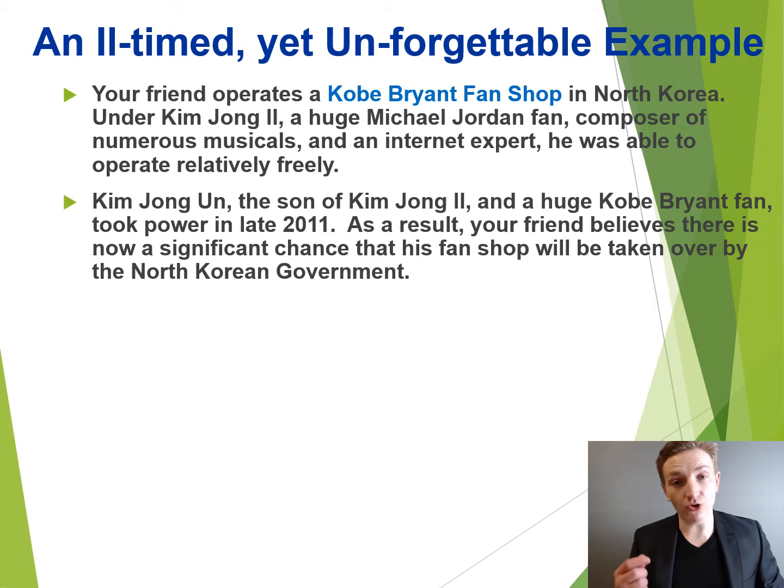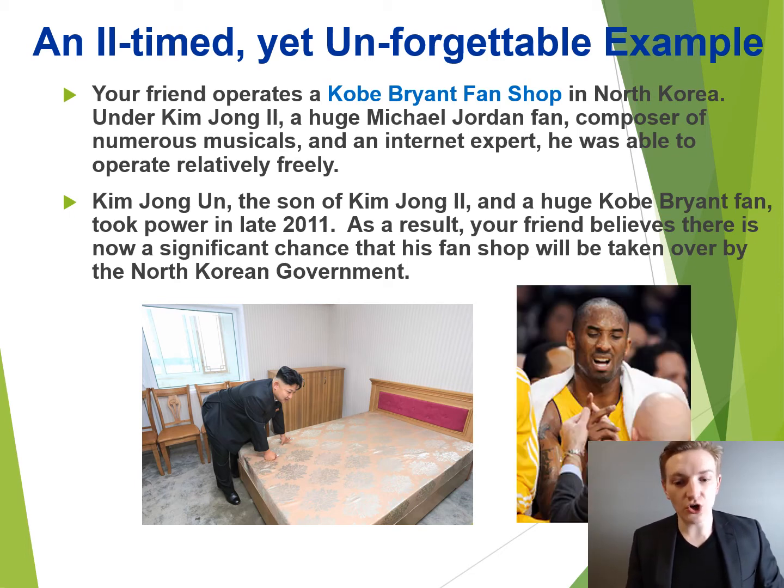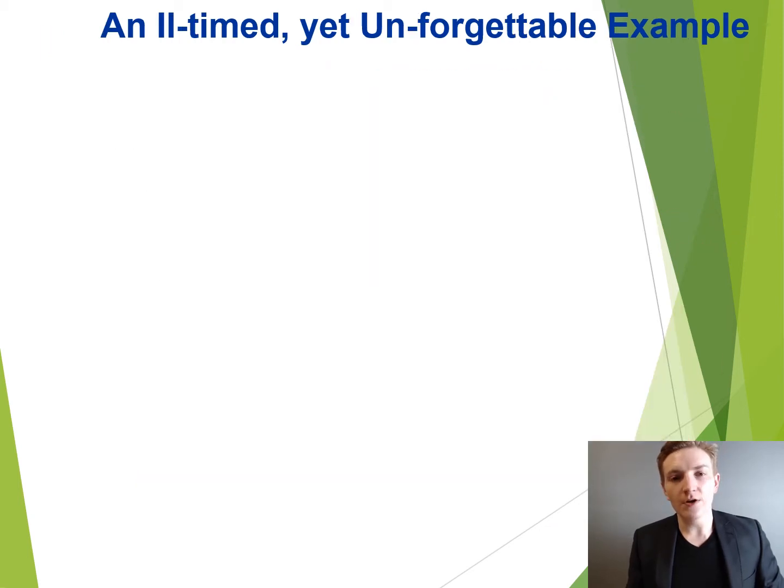There's a risk that the North Korean government might take over your shop, and this is something that might concern you. So therefore you might want to look at, well, what is the probability of this occurring, and in particular, what are the cash flows if it does occur? As an illustration, here's Kim Jong-un inspecting very expertly a mattress, and of course, Kobe Bryant, the subject of this fan shop.